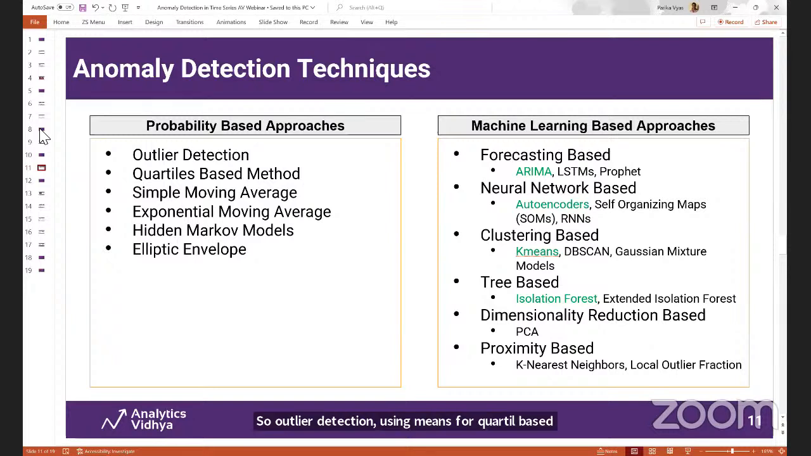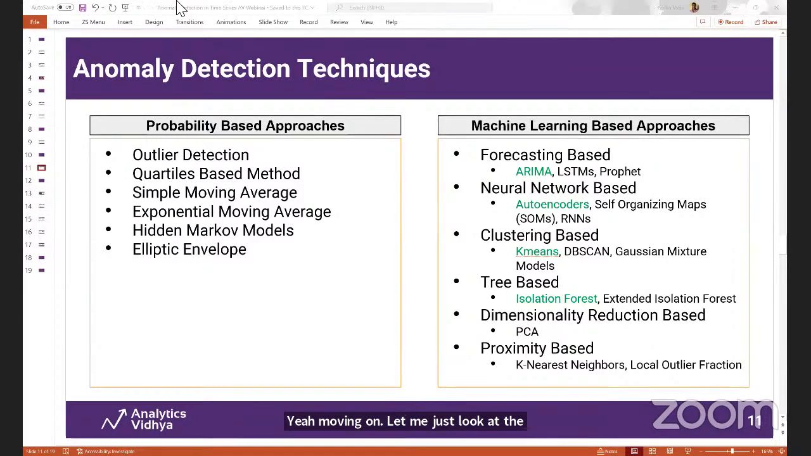Simple moving average is another technique where we have a window defined, where we look at the previous n number of days and try to see, is today anomalous compared to the last 7 days? Similarly, there are exponential moving average, hidden Markov models, and elliptical envelope. Today we find libraries and packages which help us detect anomalies using each of these approaches very easily. We would definitely go into one of them today, given the scope of today's session.